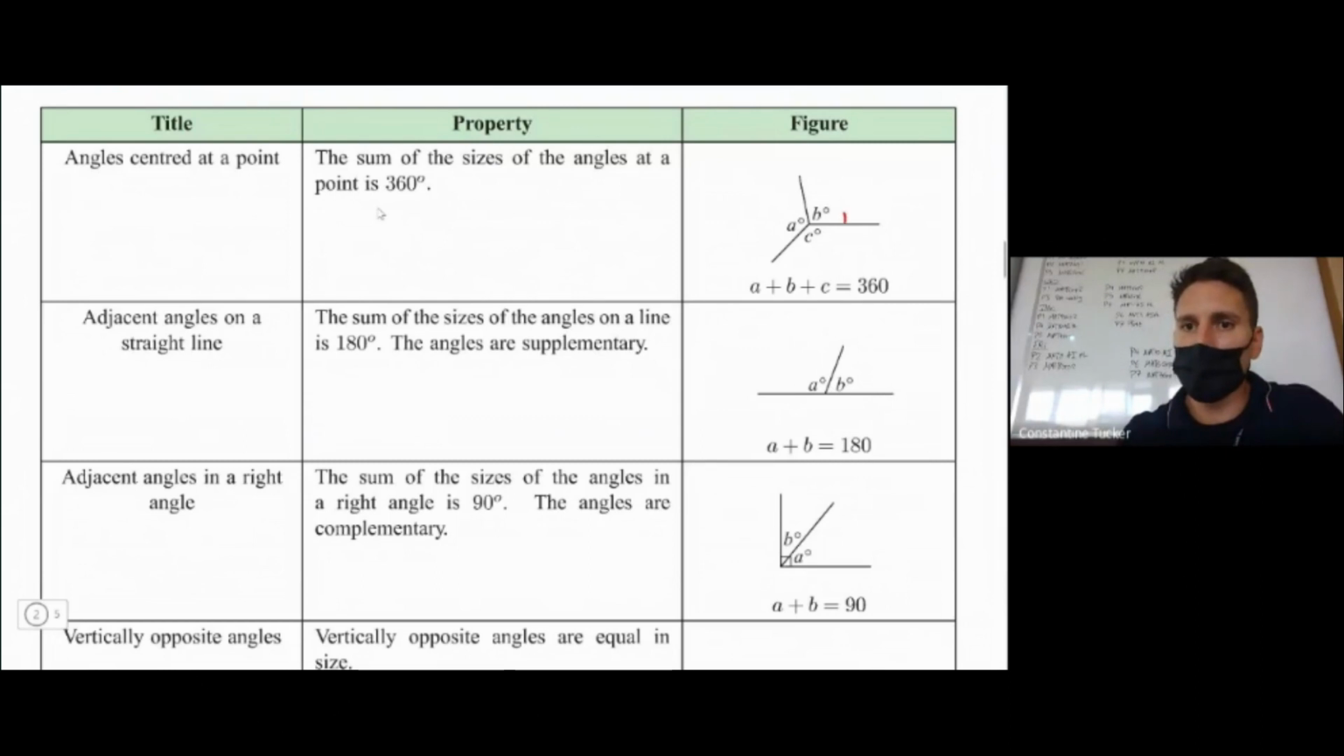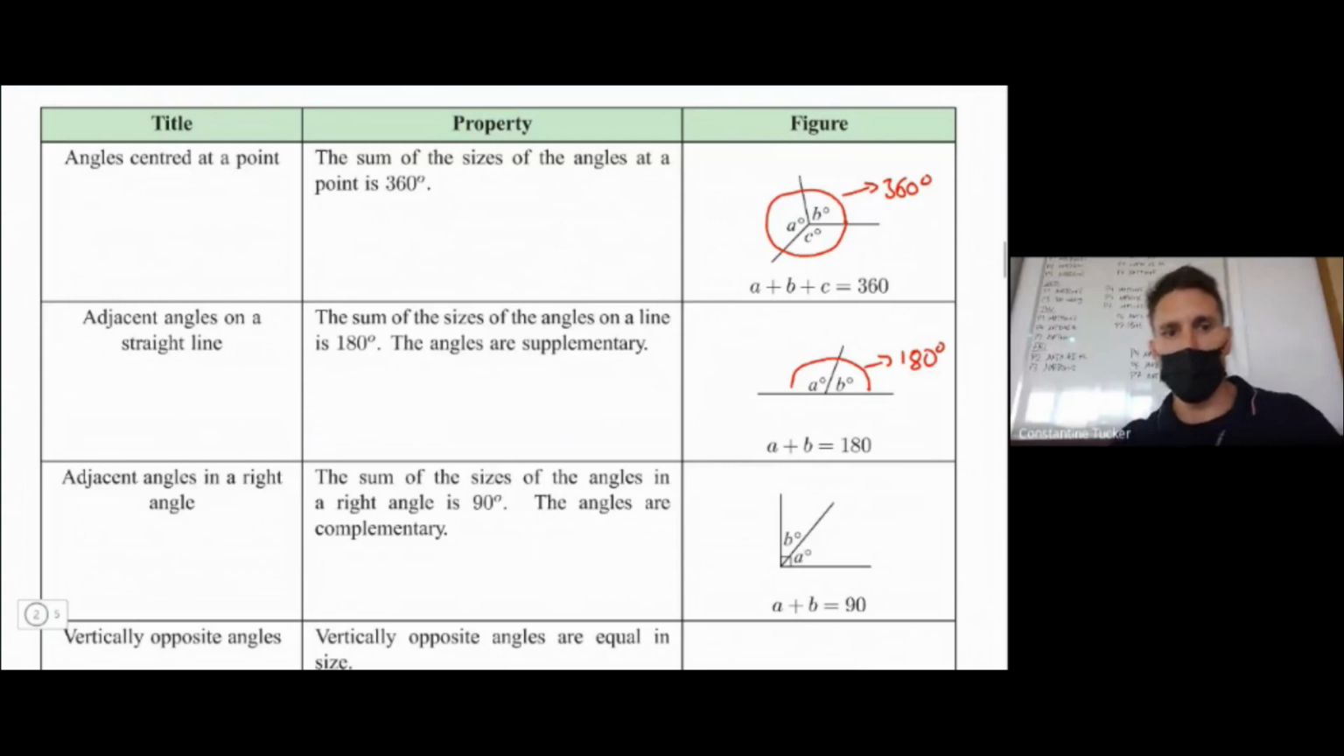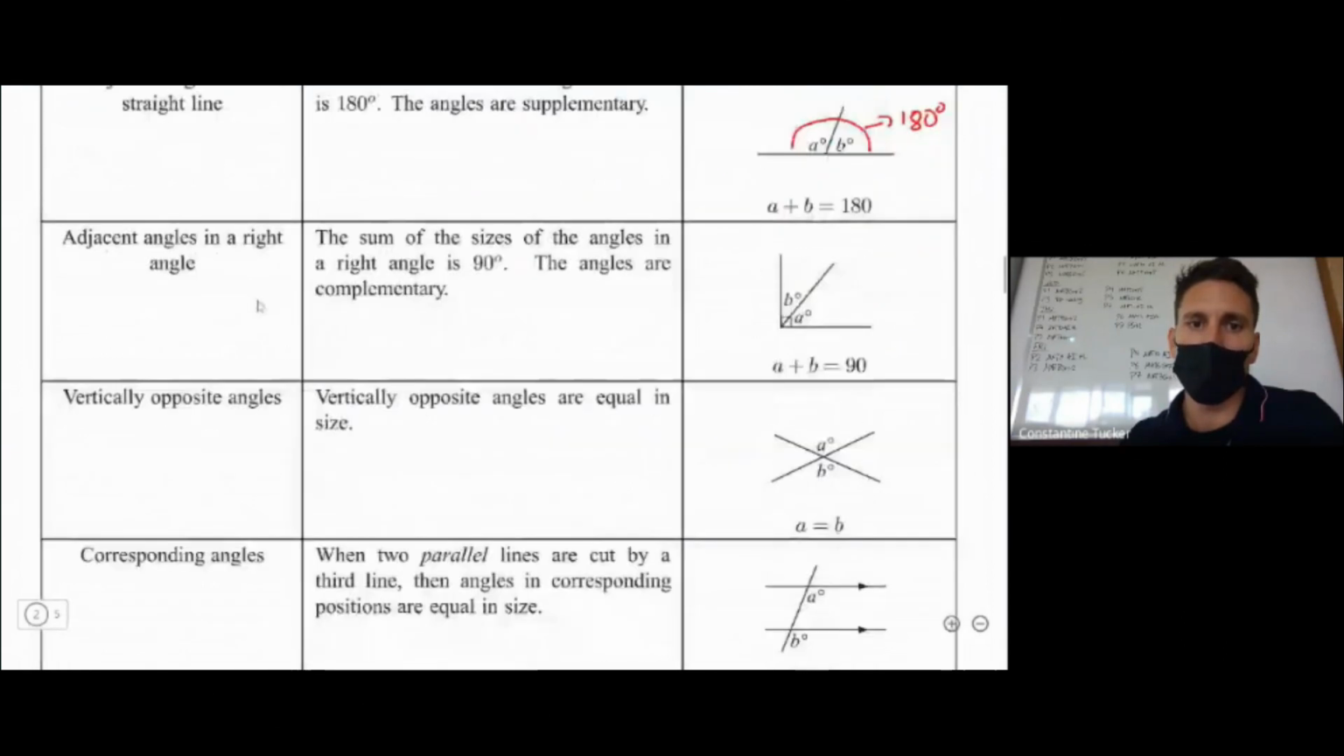Previously, we had 360, which is a full circle. But now we'll have half of it, and half of it is basically 180 degrees. Easy peasy, lemon squeezy. Right, moving on to the next bit, which is adjacent angles in a right angle. So let me just go further down.